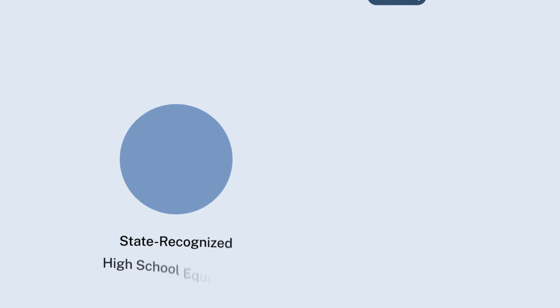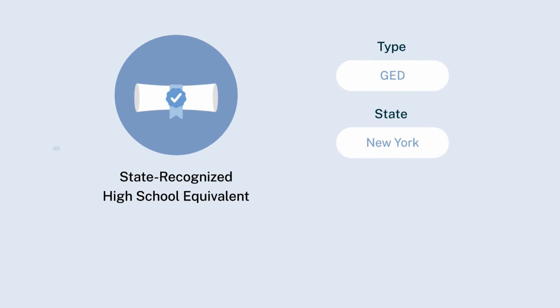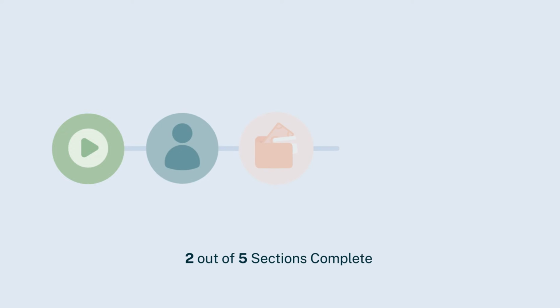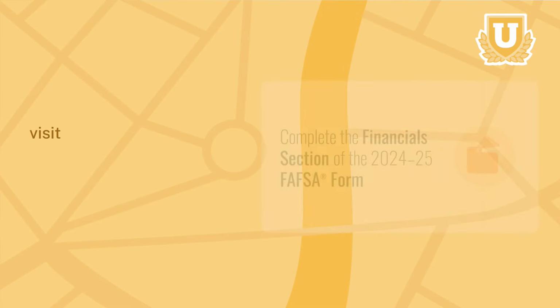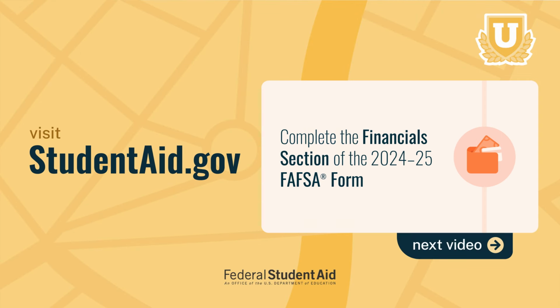If you select state-recognized high school equivalent, you'll select the type of equivalent and issuing state. Now that you've completed the student demographics section, you'll continue to the next section of the FAFSA form, Student Financials. We'll cover what questions to expect in our next video, Complete the Financial Section of the 2024-25 FAFSA Form. If you have more questions about the FAFSA form and process, visit studentaid.gov.